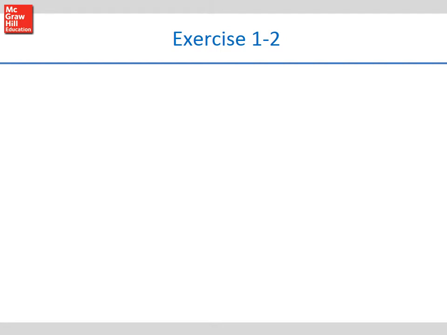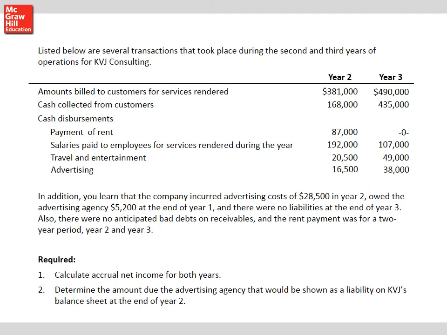Let's move on now to exercise 1-2. Very similar. The numbers are a little different than what are in your book, but that's okay. It's still the same concept. Amounts billed to customers for services rendered, very similar to what we did in the last exercise. Cash collected, payment of rent, salaries paid to employees, travel and entertainment, advertising. So we're just adding a few more expenses.